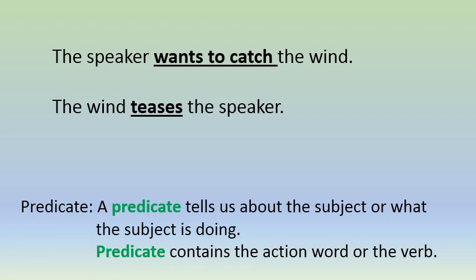What is the subject in the first sentence, children? Well, it's the speaker. What does the speaker want to do? The speaker wants to catch the wind. So, wants to catch is a predicate. The wind teases the speaker. What does the wind do, children? The wind teases the speaker. So, teases is a predicate.